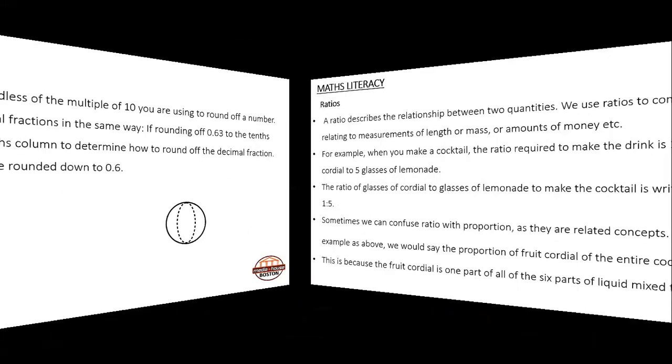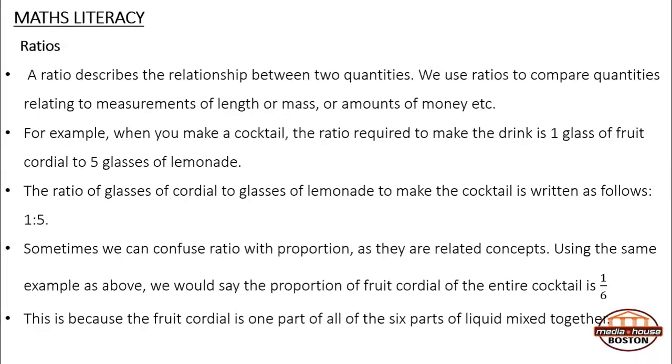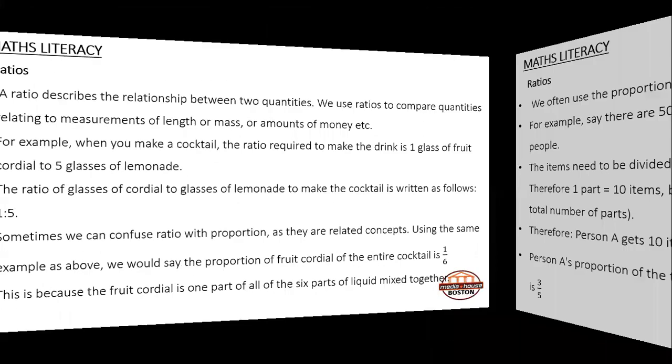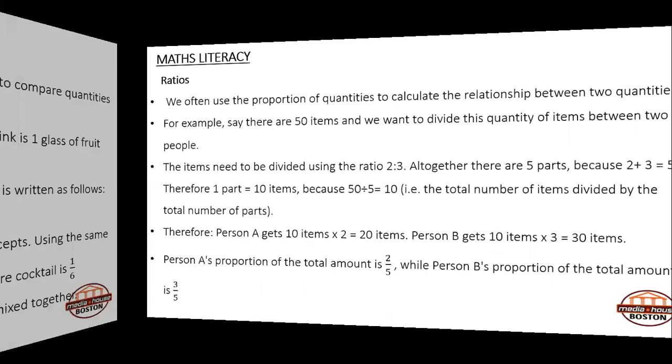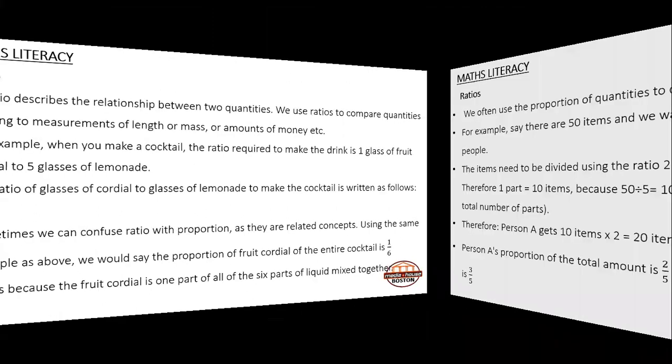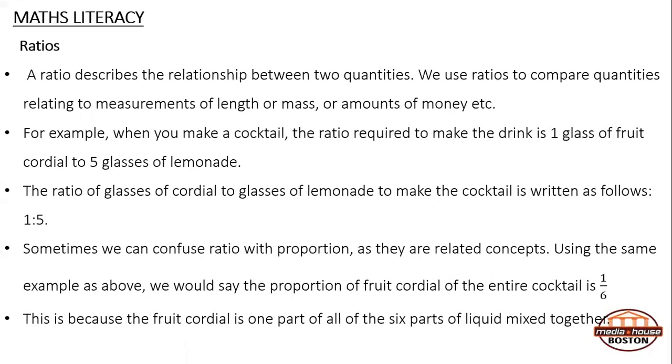Now, let's look at ratios. A ratio describes the relationship between two quantities. We use ratios to compare quantities relating to measurements of length or mass or amounts of money, etc. For example, when you make a cocktail, the ratio required to make the drink is 1 glass of fruit cordial to 5 glasses of lemonade. The ratio of fruit cordial to lemonade to make the cocktail is written as follows: 1:5.